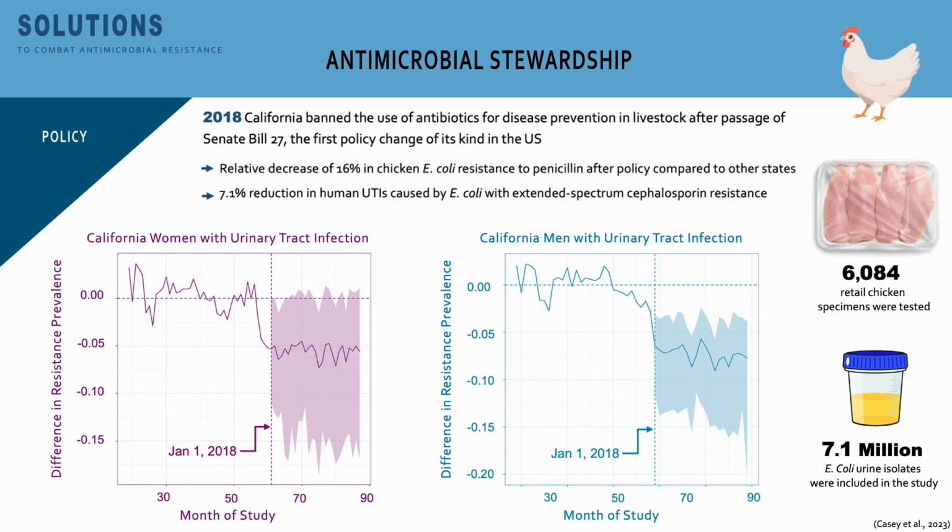They also found a corresponding decrease in resistance to extended-spectrum cephalosporins in E. coli from the urine specimens of patients with urinary tract infections in California after passage of the bill. The graphs show the difference between predicted and observed proportion of urinary E. coli isolates resistant to extended-spectrum cephalosporins by month from 2013 to 2020, before and after implementation of California's Senate Bill 27. On the left is specimens from all women, and on the right is specimens from all men. The vertical dotted line indicates when the bill was implemented.